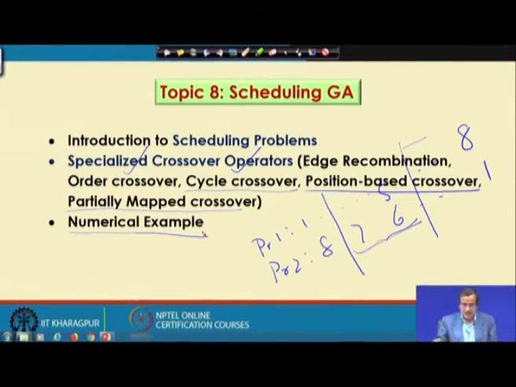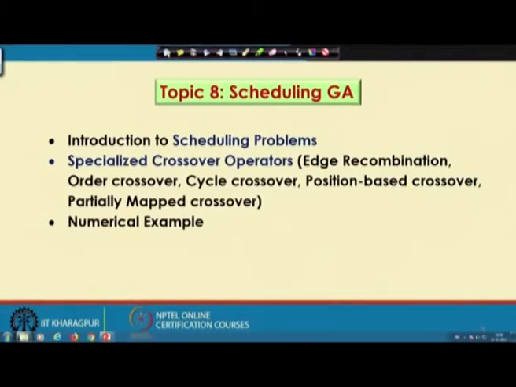Now, the message which I want to convey is that if you are going to solve a scheduling optimization problem, like the optimal sequence of TSP or the optimal sequence of machining, supposing that I have n jobs n machines, n jobs m machines, or say 2 jobs n machines, that type of problem can be tackled with the help of this type of scheduling GA. So, this is in short the principle of scheduling GA.